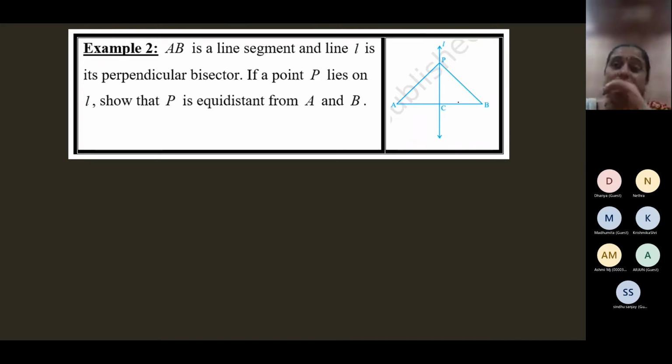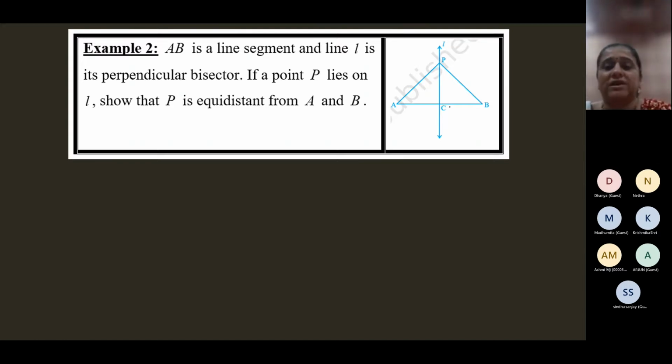L also bisects AB. Children, I'll be doing the extra proofs also in the middle. From the next class onwards, maybe we'll do some 3-4 proofs from NCERT and 2 sums outside NCERT. So just for your information.